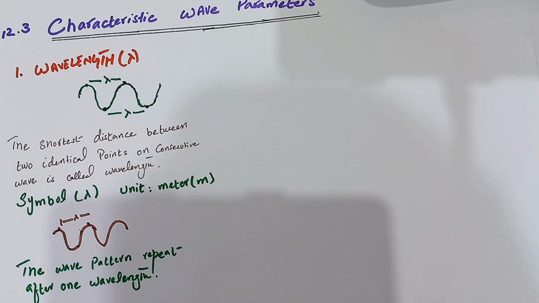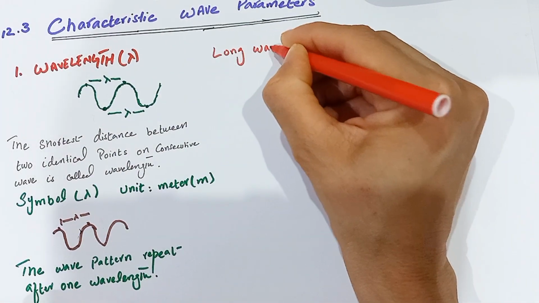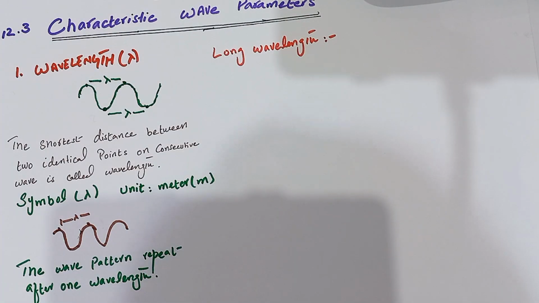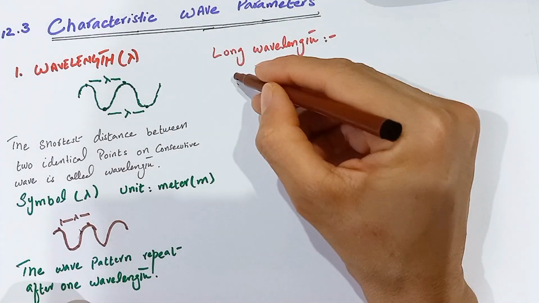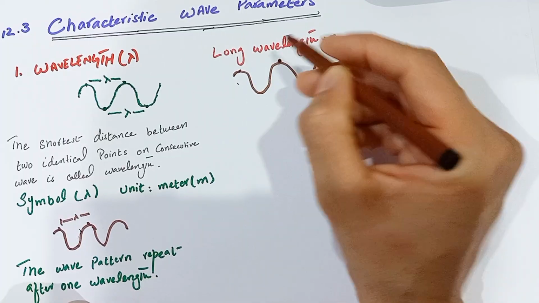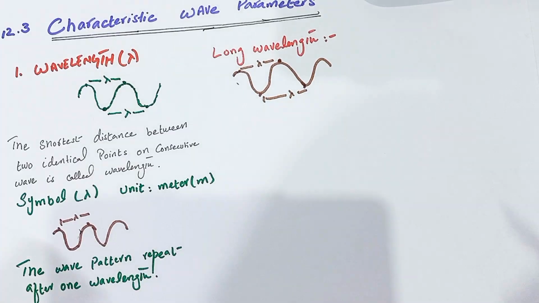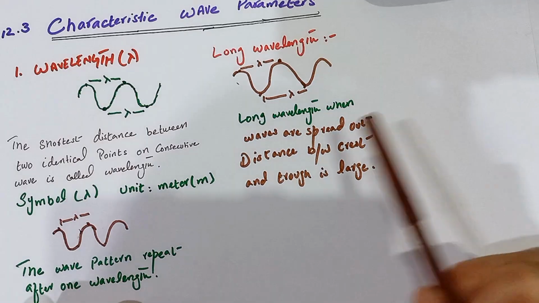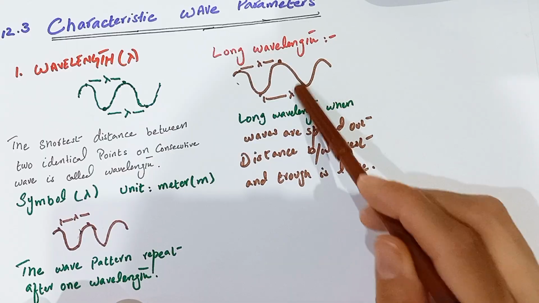One more point we discuss is the long wavelength and short wavelength. What are they? When the distance between the crest and trough is large, that represents the long wavelength. Here we draw the wave. If the distance between two same points on the wave is large, its wavelength is large. The waves are spread out. That shows the long wavelength of the wave. When the waves are spread out, the distance between the two crests and the two troughs is large. The highest point is known as the crest and the lowest point is known as the trough.